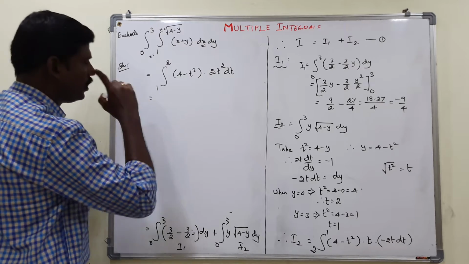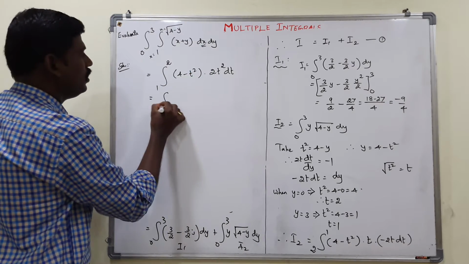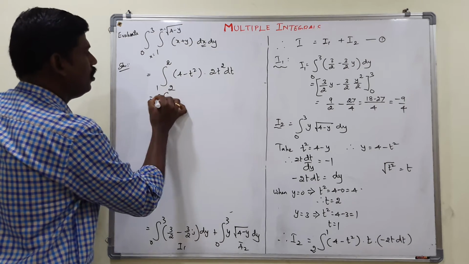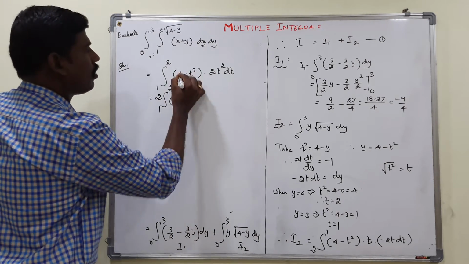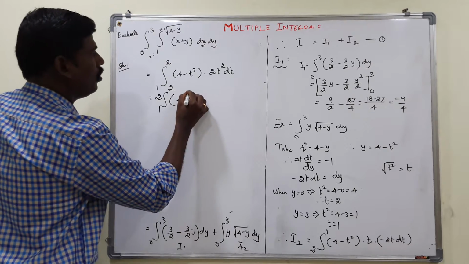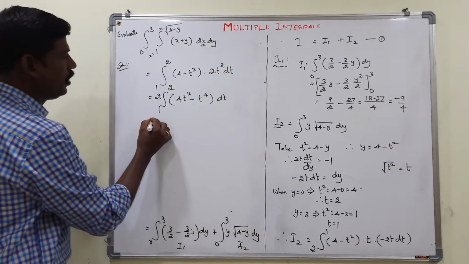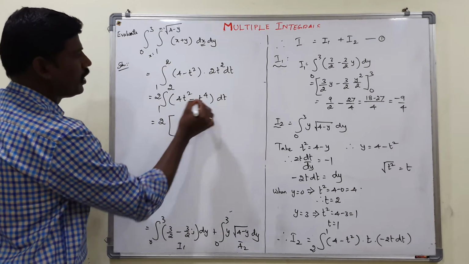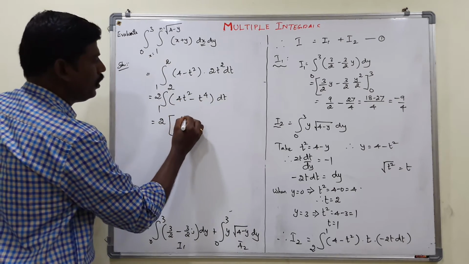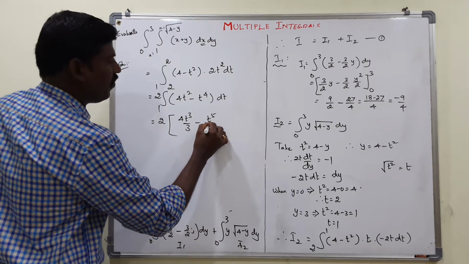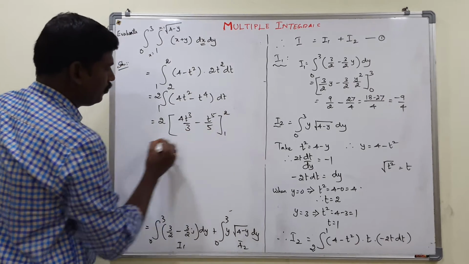That's all. Using that minus, I just changed the integral limits. Now multiply that t square inside. 2t square inside the bracket, or otherwise take that 2 from the limit. Multiply that t square alone inside the bracket. 4t square minus t power 4 into dt. Now we can integrate as usual. So 4 into t cube by 3 minus t power 5 by 5, the limit from 1 to 2.